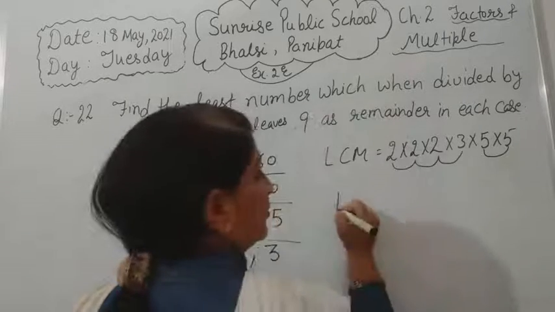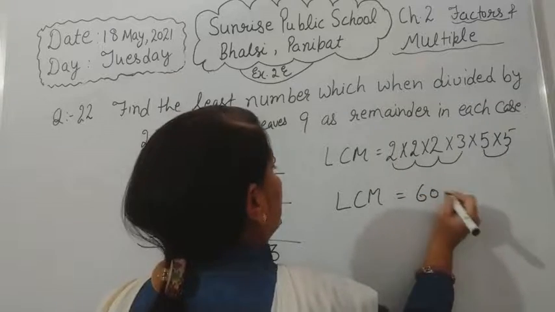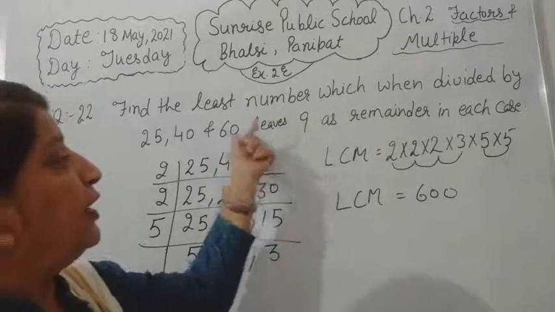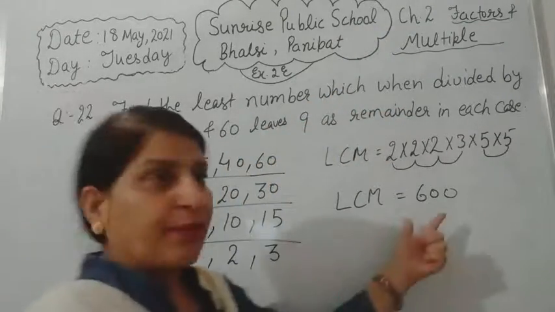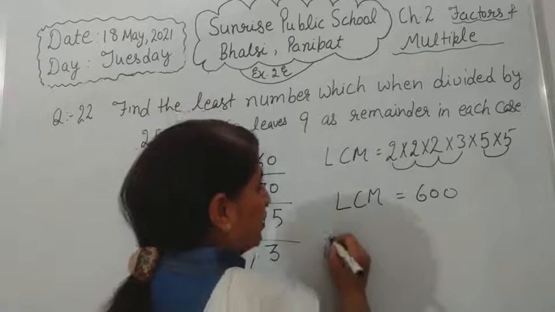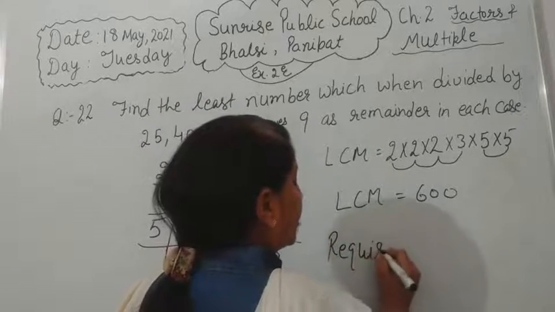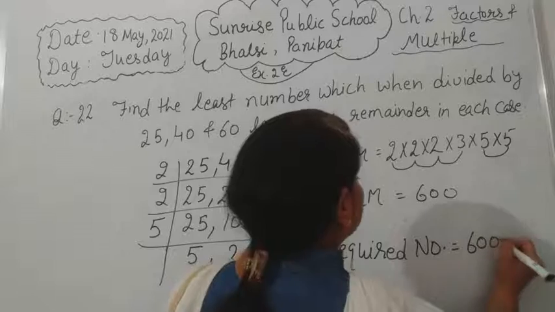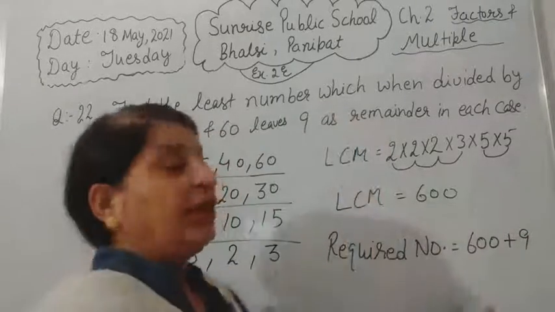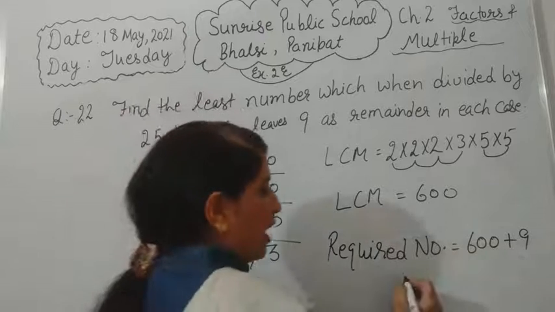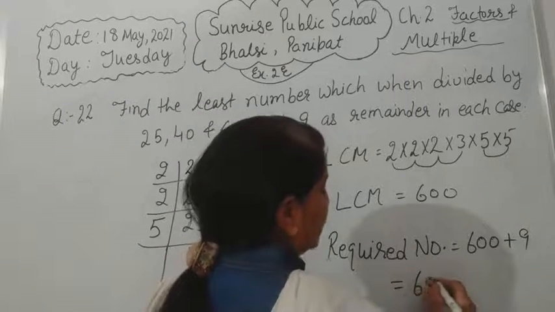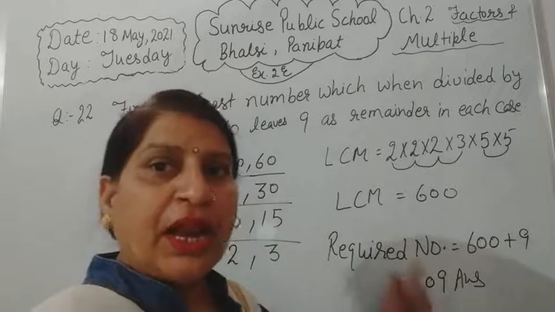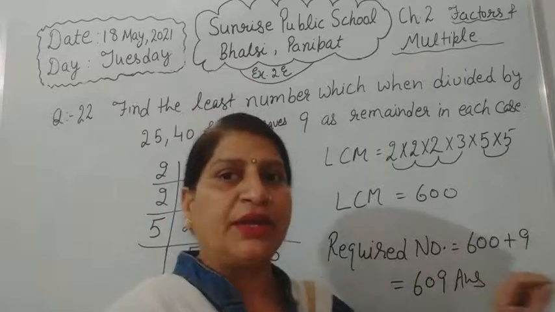LCM is 600. But what you have to find? You have to find the least number which when divided by this leaves 9 as a remainder. ये हमारा LCM आया है, तो required number, जो number आपको required है, required number that is equal to LCM plus remainder. जो आपका remainder है वो आप यहाँ पर add करेंगे and after adding these you get 609 and this is your answer.